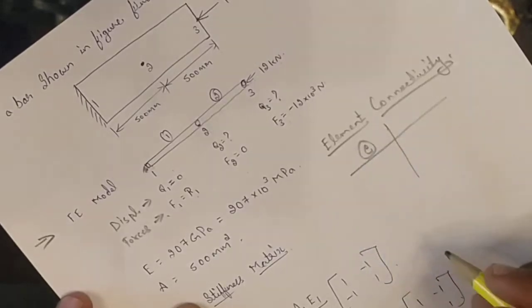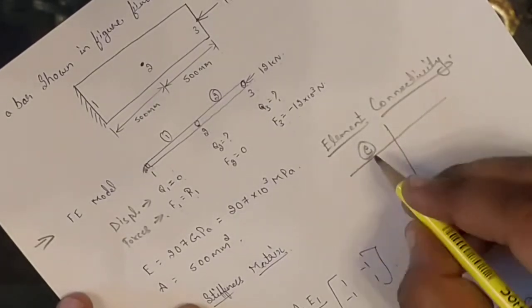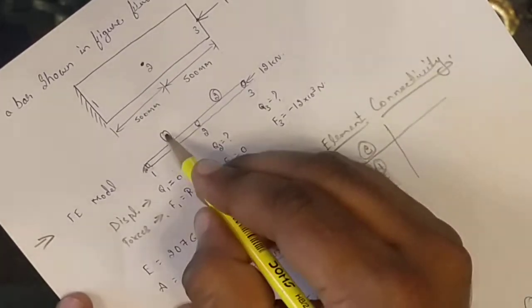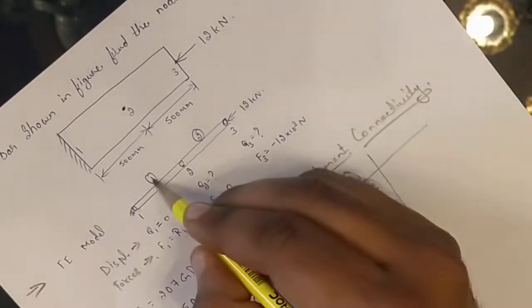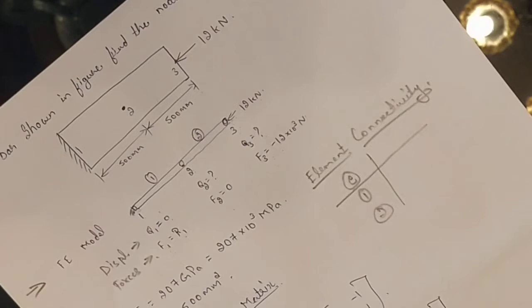At one side you write the elements. So how many elements are there? 1 and 2. There are only 2 elements here. Okay. Write the connectivity between these elements.